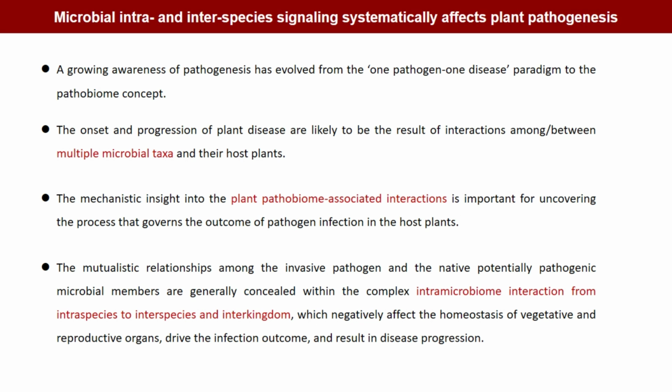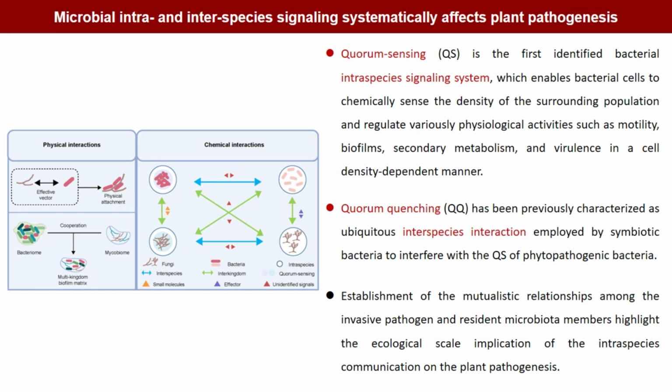The mutualistic relationships among the invasive pathogen and the native potentially pathogenic microbial members are generally concealed within the complex intramicrobiome interaction, from intraspecies to interspecies and interkingdom, which negatively affect the homeostasis of vegetative and reproductive organs. Drive the infection outcome and result in disease progression.